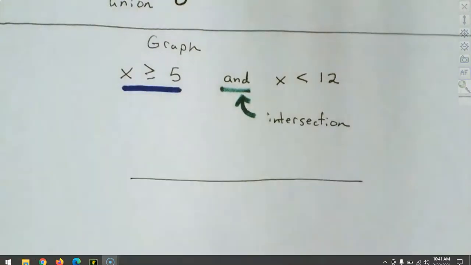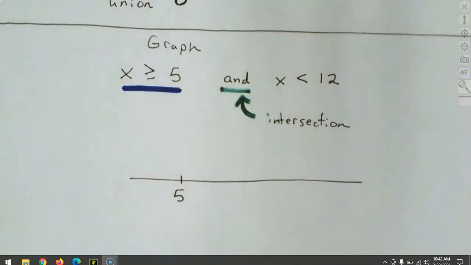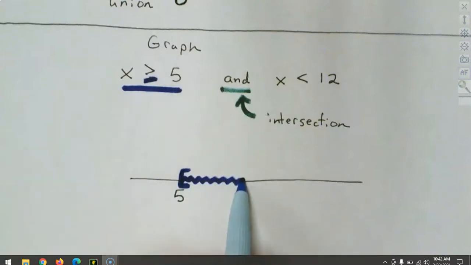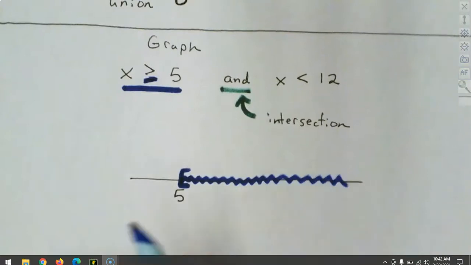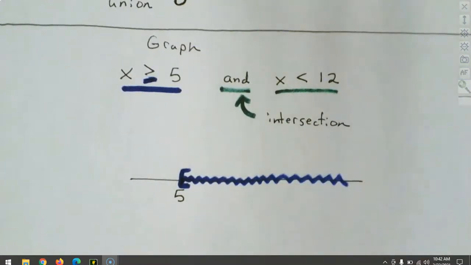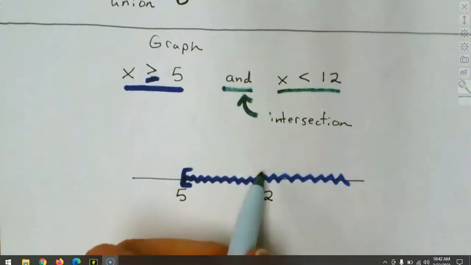So the first one I'm going to look at is x is greater than or equal to 5. Now it points to the right. And so we're going to use a square bracket because it's got the bar underneath. And then we're going to shade this out to the right. The other one says x is less than 12. So it's pointing to the left. So we're going to have to shade to the left here.